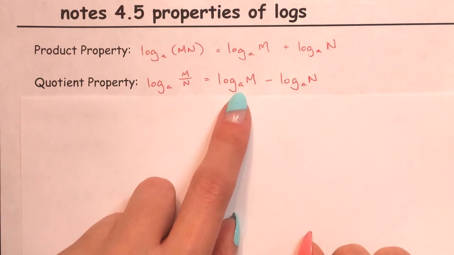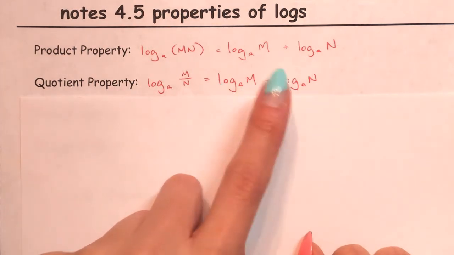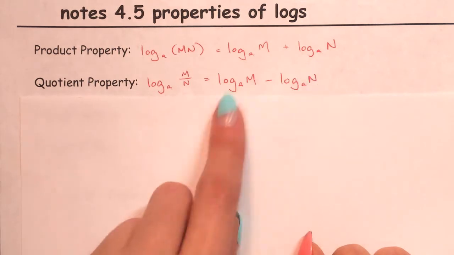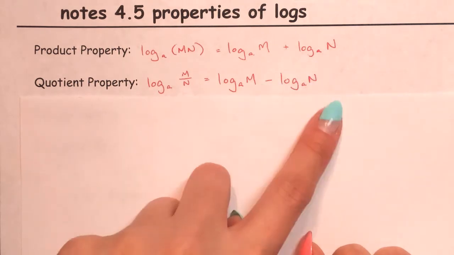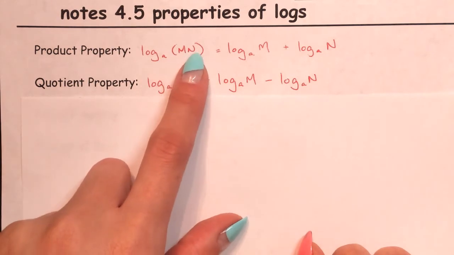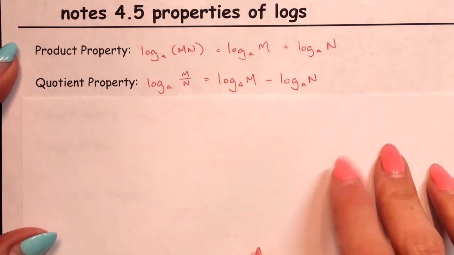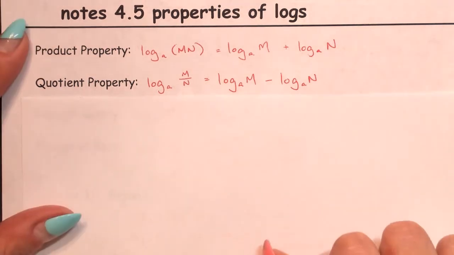Log base 2 of 8 minus log base 2 of 4. What's log base 2 of 8? It's 3. What's log base 2 of 4? It's 2. 3 minus 2 is 1. So it would be the same thing if I replace this with a 2, this with an 8, and this with a 4. Okay, you can always try this with real numbers, so we're not trying to trick you. It should work normally with numbers too.